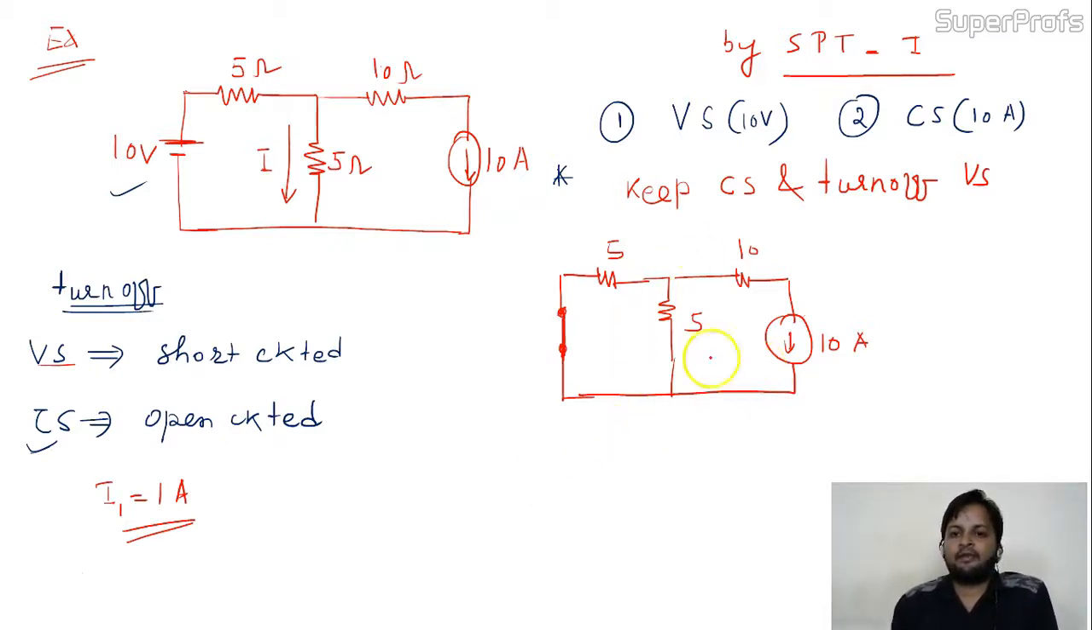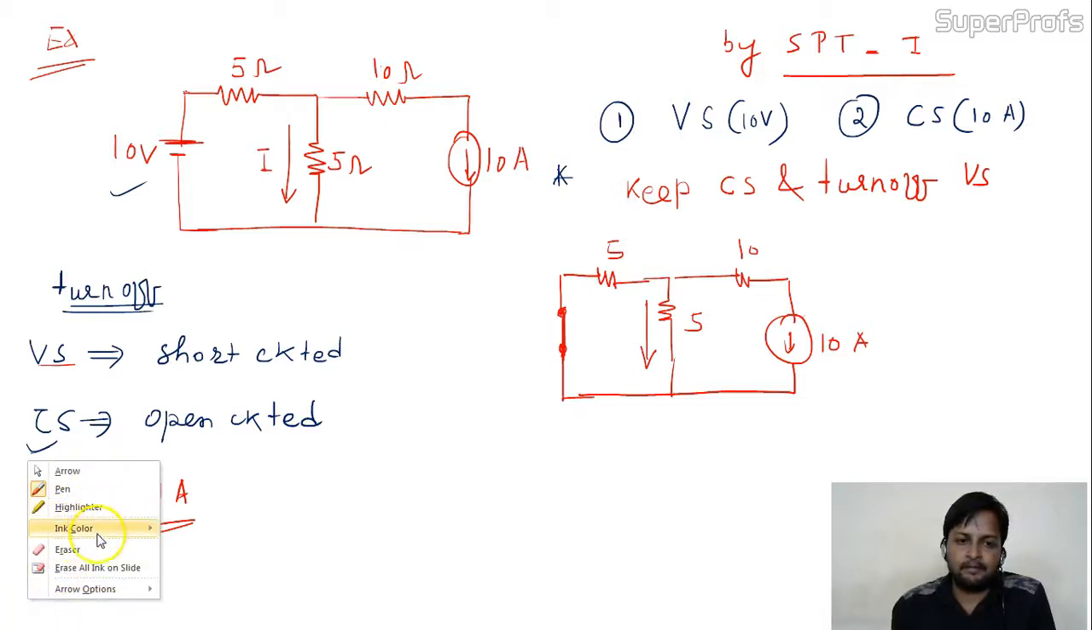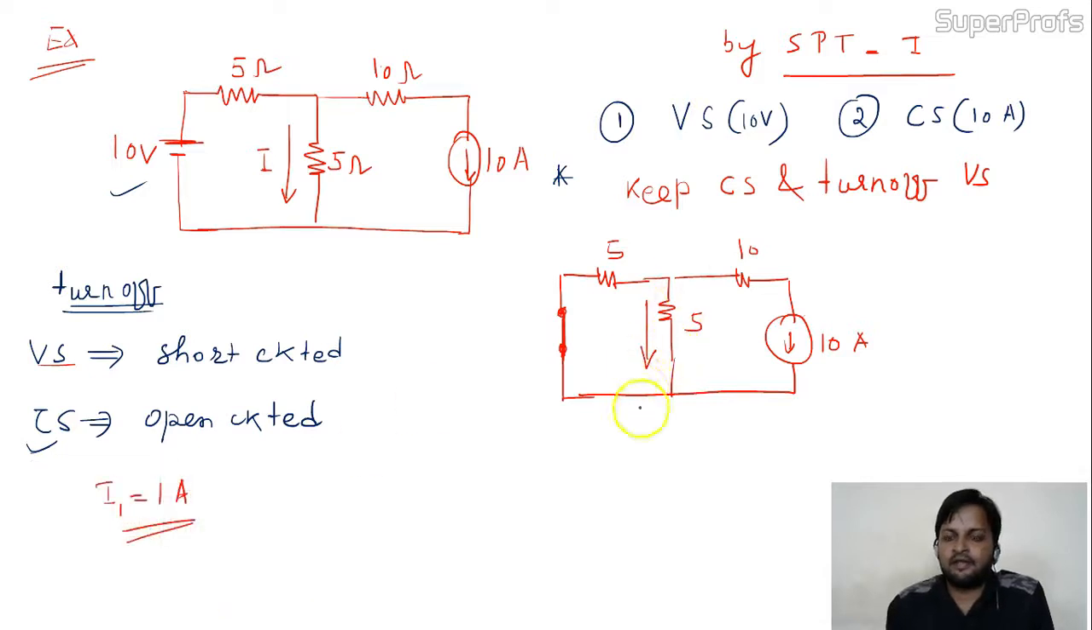Okay, now your task is to find out the current over here, in the direction of current, given direction is this. Is it okay? This is the given current. Now this 10 ampere current is coming. Okay, now this 10 ampere current is getting two parallel connected branches. So one current will go to this side, one current will go to this side.